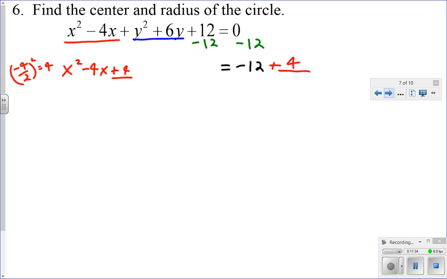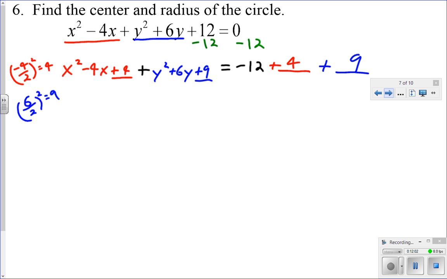Now for my y terms. So it's y squared plus 6y. So my b term here is 6. So 6 divided by 2 is 3. Squared is 9. So I'm going to have y squared plus 6y plus 9. Go ahead and make sure I add my 9 over here to preserve the balance there.